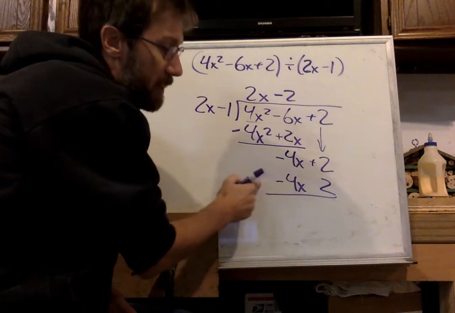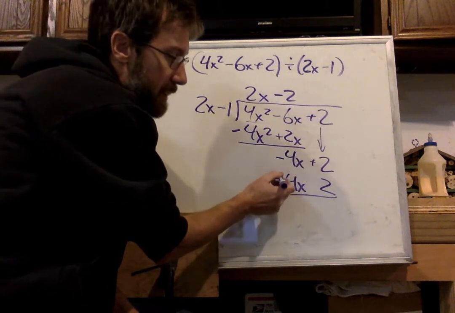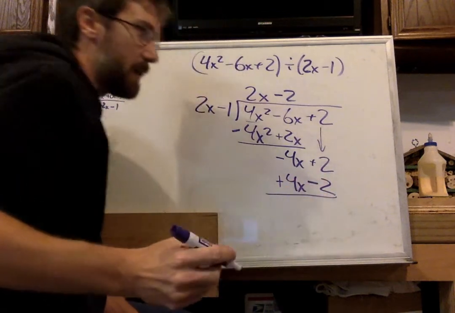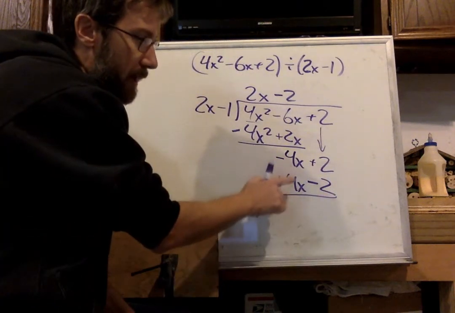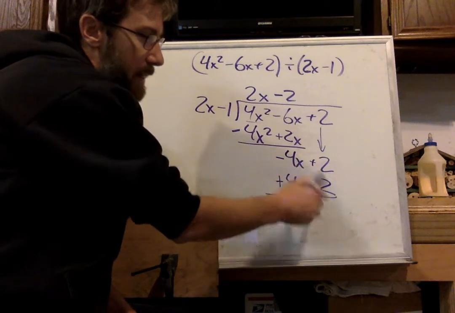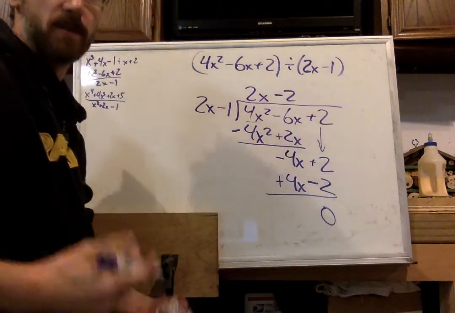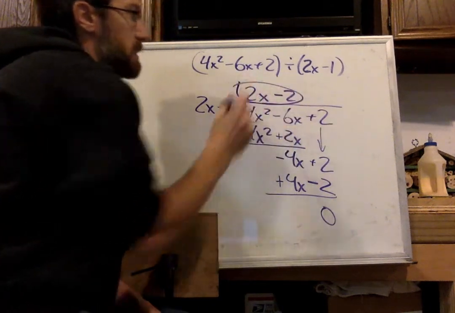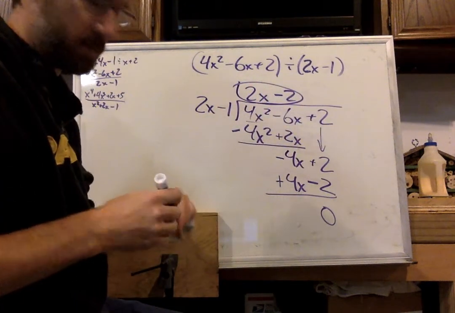All right, so now because I'm subtracting, I need to change the sign. So this minus 4x becomes a plus 4x, and this positive 2 becomes a minus 2. Then negative 4x plus 4x cancels out. 2 minus 2 cancels out, leaving us with a remainder of 0. And so in this case, no remainder. Our answer is just this, 2x minus 2.